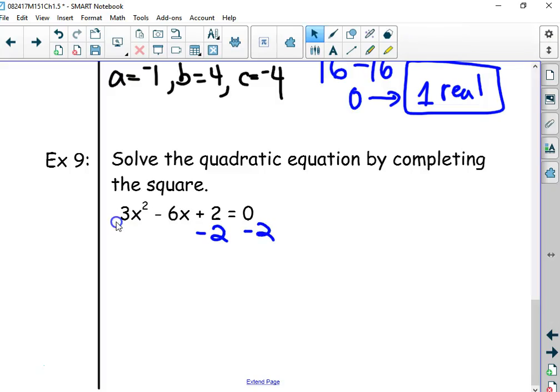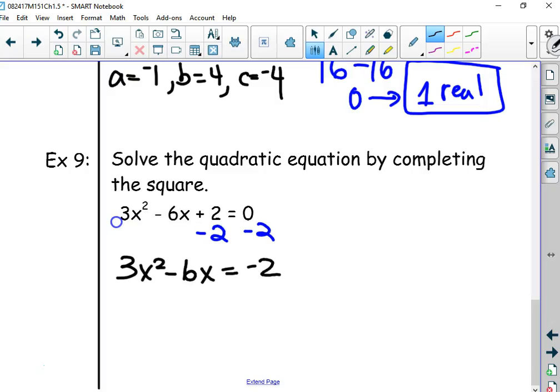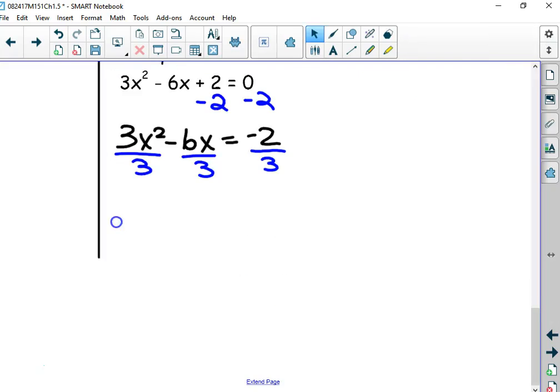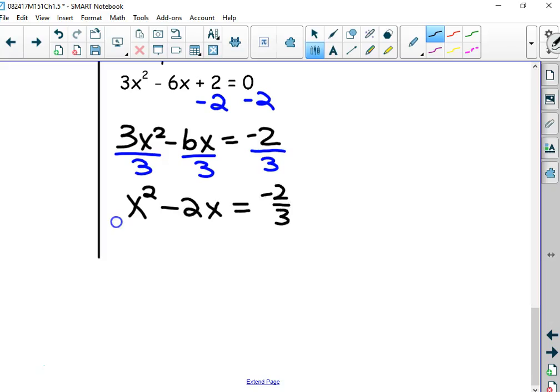We take our constant, move it to the other side of the equation. Now what we have to do is make our a, our multiplier of x squared, 1 through division. And what that does is it gives us a little bit of fraction work to do on the right-hand side. So we get what we want, 1x squared, 6 divided by 3 is 2, and then we're kind of stuck with that negative 2/3 over there.